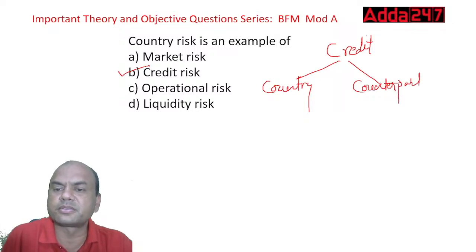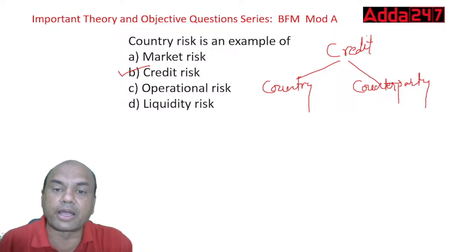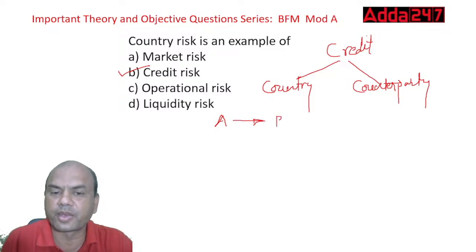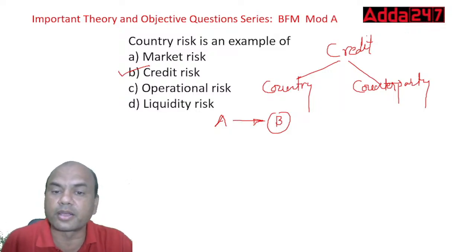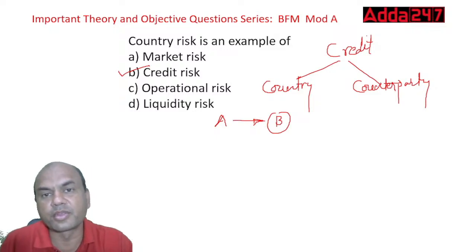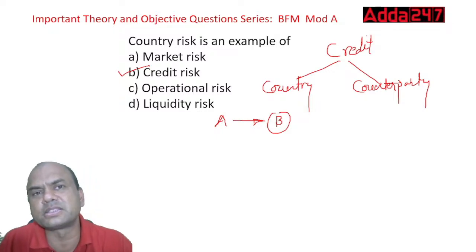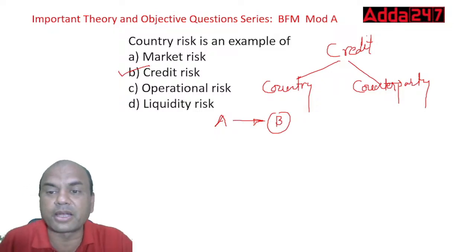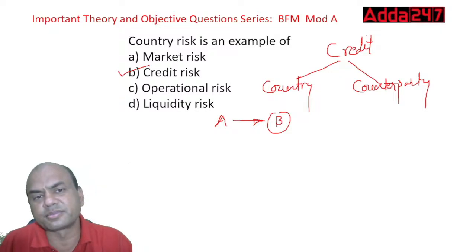What do you mean by this? Country risk means your party is good, say A is selling goods to B, B is good, but the country in which B is living is bad, like Afghanistan or North Korea. The second is counterparty: here B is bad but the country is good, like somebody staying in USA or Europe. Countries are good, but the party is bad. So that is counterparty. So country risk is an example of credit risk, isn't it?